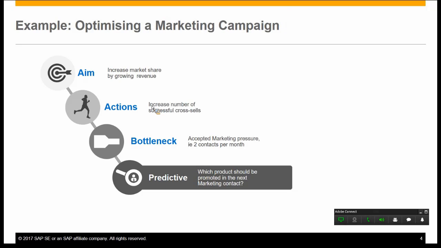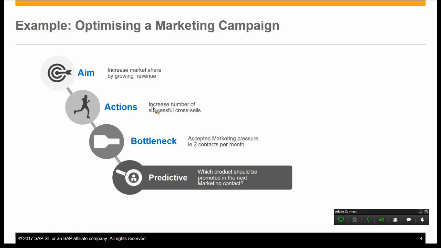And to have it as a real, very common case, let's say you want to optimize a marketing campaign. And here, the aim you might be having, or many of our customers have, is to improve market share, in that case by growing revenue. All of us would like to do that. And then the action that will drive to increase the market share or the revenue could be to increase the number of successful cross-sales. So existing customers, you give them ideas about further products that they're likely to like.